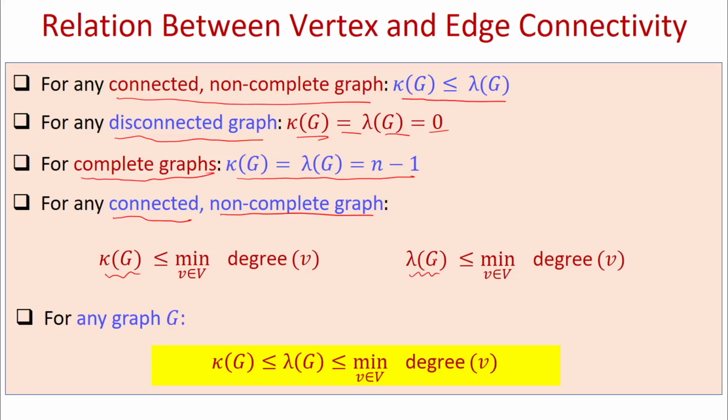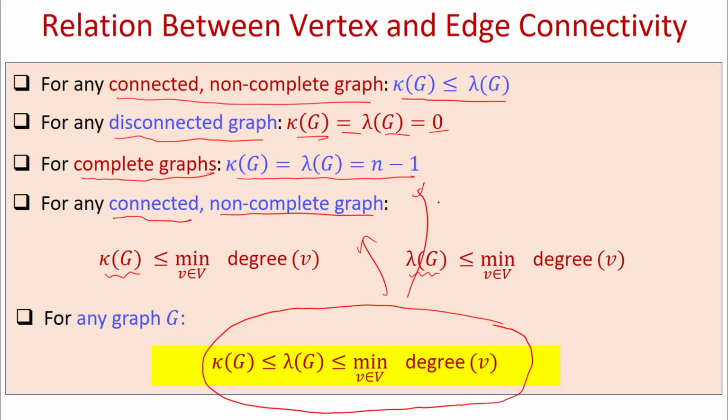So unifying all these things, we can say the following. Irrespective of whether my graph is connected, disconnected, complete, or non-complete, the vertex connectivity is always less than or equal to the edge connectivity, and the edge connectivity is always less than or equal to the minimum degree in the graph. This relationship takes care of all the cases here: complete, non-complete, connected, disconnected, and so on.